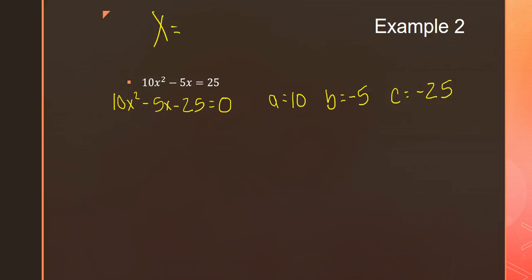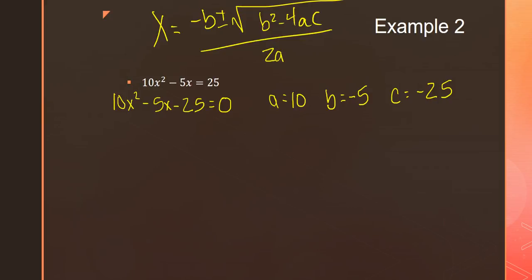So again, your formula, x equals negative b plus or minus the square root, b squared minus 4ac, all over 2a. So I need to substitute my numbers in. So negative b, well, b is already negative 5, so that will make it a positive 5, plus or minus the square root of b squared. Well, negative 5 squared and positive 5 squared, remember, are the same thing, 25.